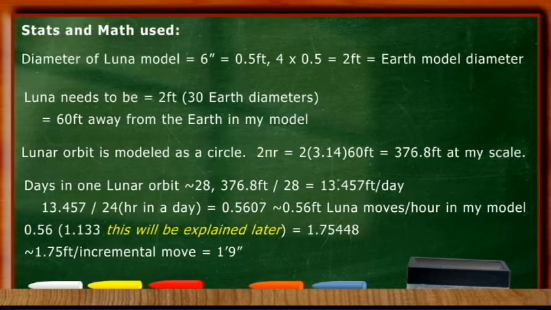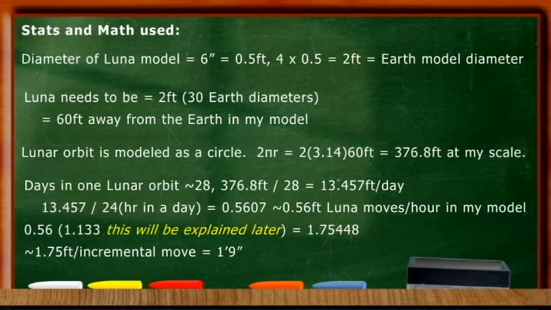Okay, so here, the diameter of my, I say Luna or lunar instead of moon on this. Sorry about that, but my model's only going to be 6 inches, so there's that. So basing everything off my moon, it needs to be 60 feet away from my Earth. The lunar orbit at that scale, the circumference modeled as a circle, would be 376.8 feet at the scale I'm using. I assumed 28 days for one lunar orbit.